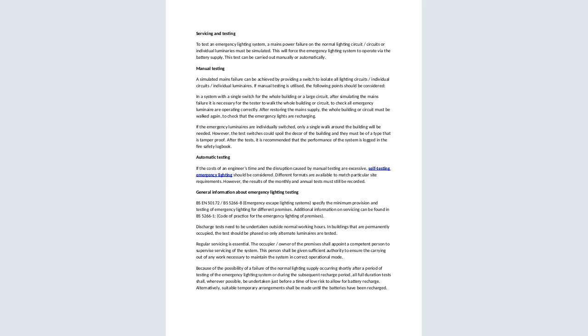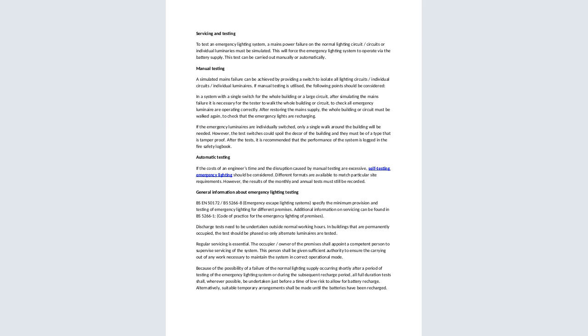Another one is the discharge test, which needs to be undertaken outside the normal working hours. In buildings that are permanently occupied, the test should be phased, so only alternate luminaires are tested. And then regular servicing is essential. That is another point to note, that regular servicing is essential.